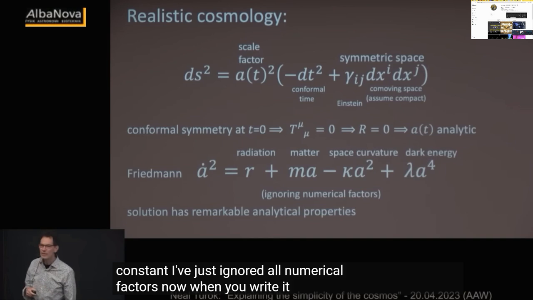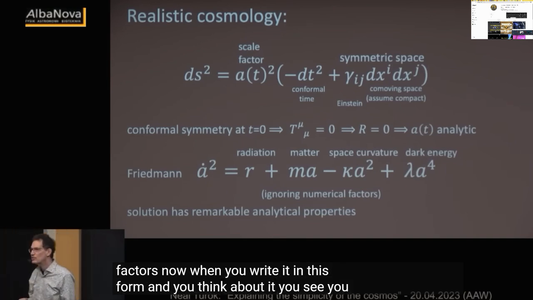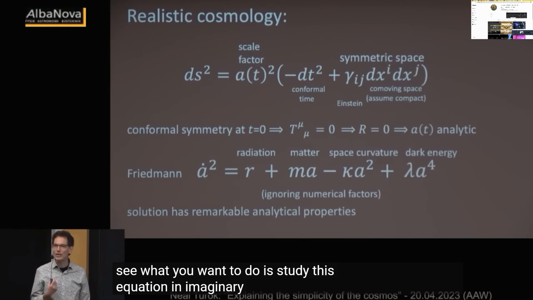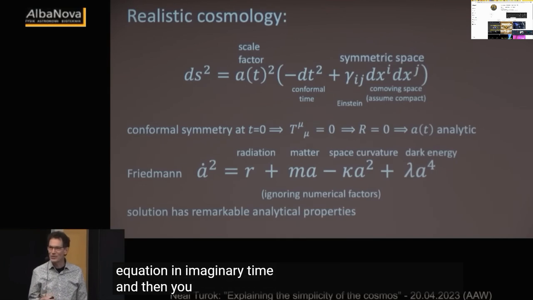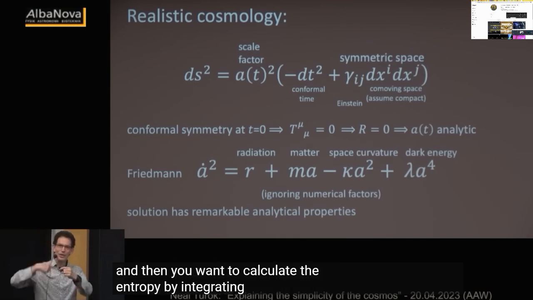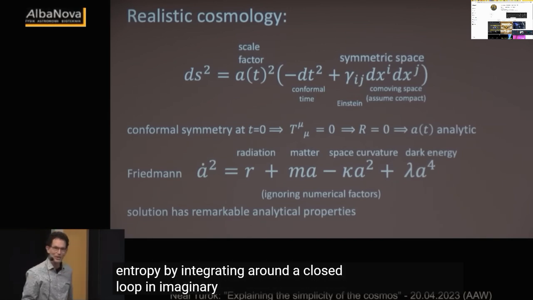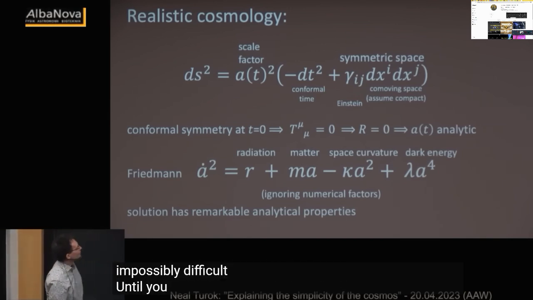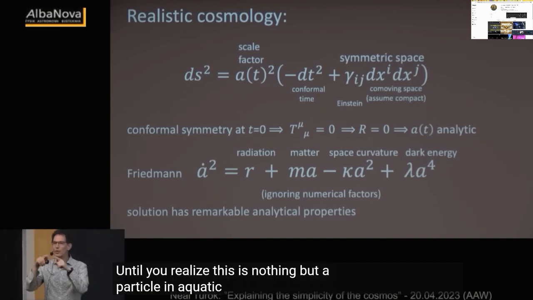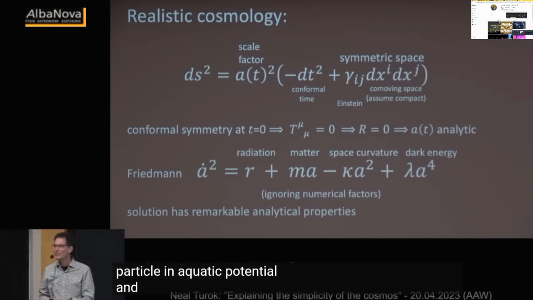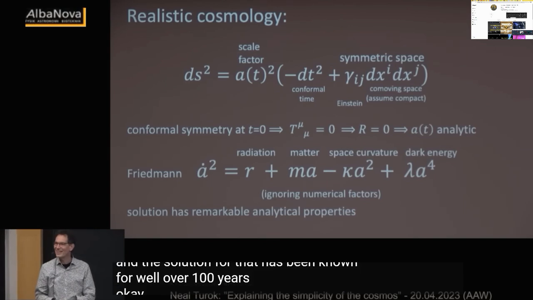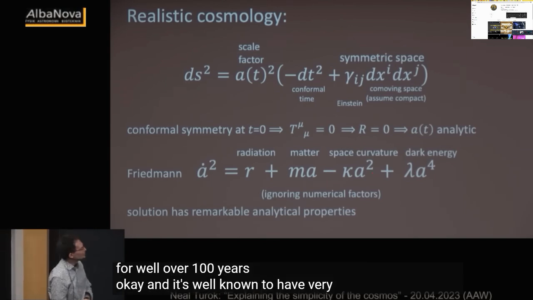Now, when you write it in this form and you think about it, you see what you want to do is study this equation in imaginary time, and then you want to calculate the entropy by integrating around a closed loop in imaginary time. So that sounds impossibly difficult until you realize this is nothing but a particle in a quartic potential, and the solution for that has been known for well over 100 years. Okay, and it's well known to have very beautiful properties.